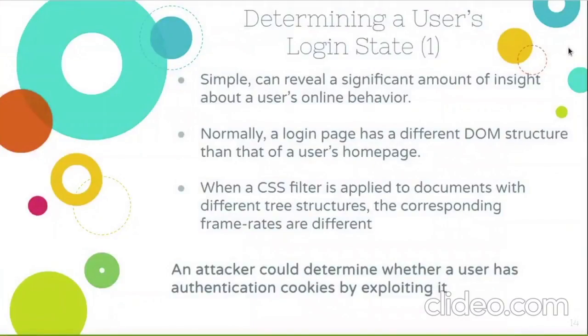We want to determine a user's login state. This type of attack is simple and can reveal a significant amount of insight about the user's online behavior. For example, if a user is logged in to an online store, we can derive maybe their age, maybe their gender, or any additional information we want to gather. Normally, a login page has a different DOM structure than a user's home page. So when a CSS filter is applied to documents with different tree structures, the corresponding frame rates are different. And thus, an attacker could determine whether a user has authentication cookies by exploiting this method.